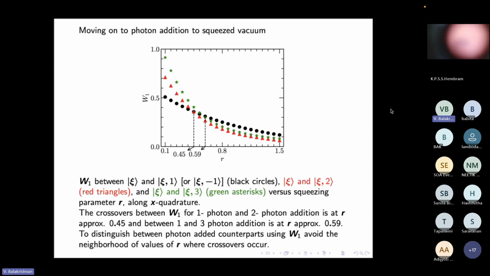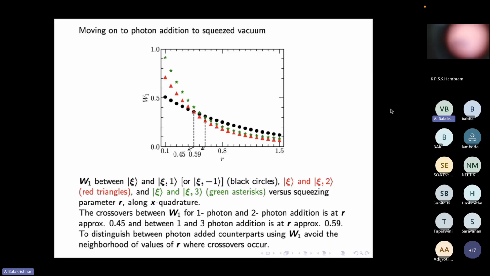Now, if you add photons to the squeezed vacuum, this is a case of non-classical light. Both the even coherent state, the cat states, even and odd coherent states, and the squeezed vacuum are examples of non-classical light. In contrast to what I said about the addition of photons to coherent states, in the case of photon addition or subtraction to squeezed light, you find that there are crossovers.